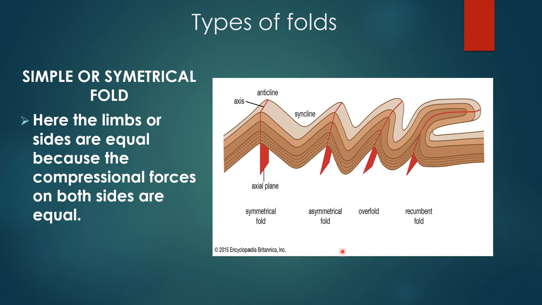Let's talk about the types of fold. There are many types of fold, and we are going to concentrate on a few. The very first one is the simple or symmetrical fold. In this symmetrical fold, you see the limbs here are the same. The sides are the same because the forces of compression on both sides are equal. So this is known as a simple fold, because the limbs are equal, and this is because the compressional forces on both sides are the same.